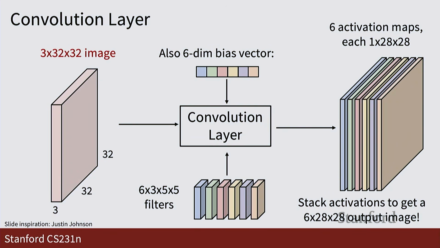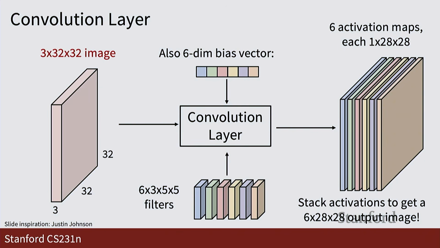In a linear layer, a bias is one scalar per row in the linear layer. Correspondingly, in a convolutional layer, we'll typically have one scalar bias value for every one of our convolutional filters. So that means we'll have a 6-dimensional bias vector in this setting.